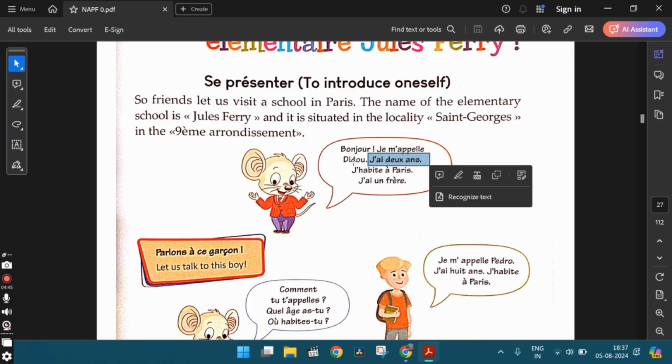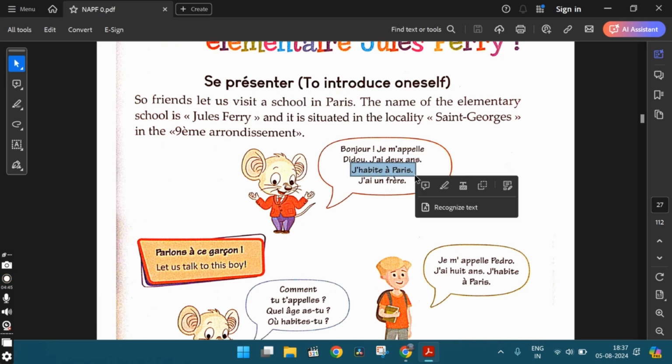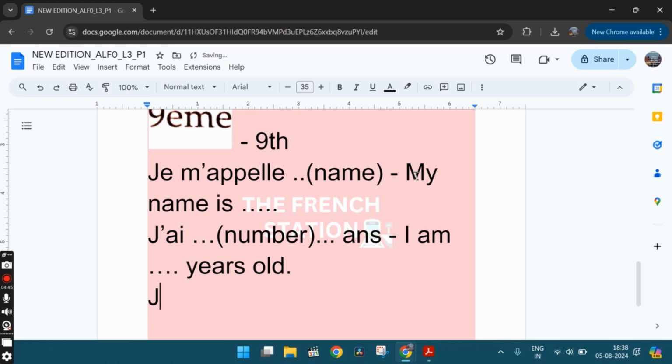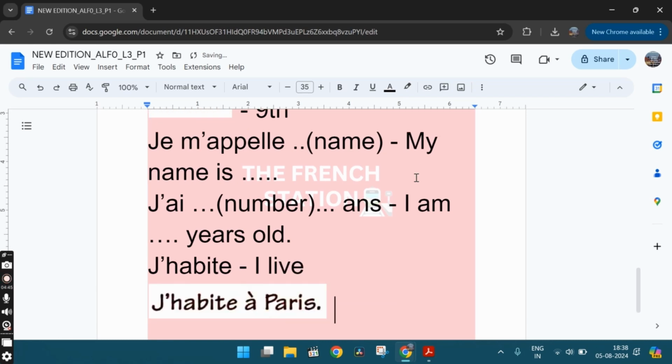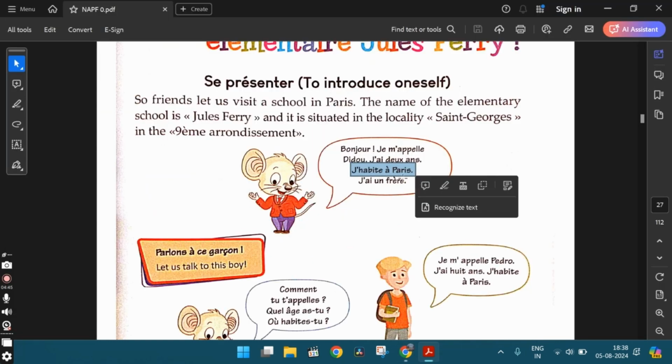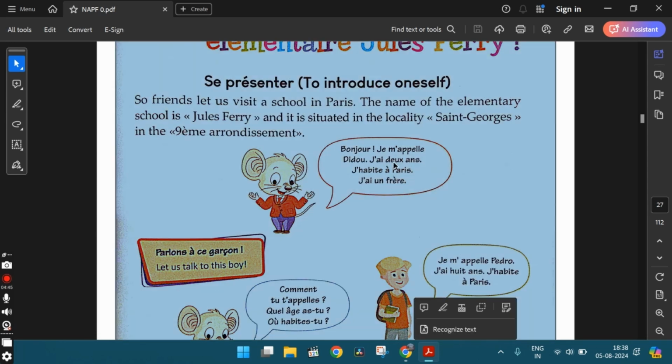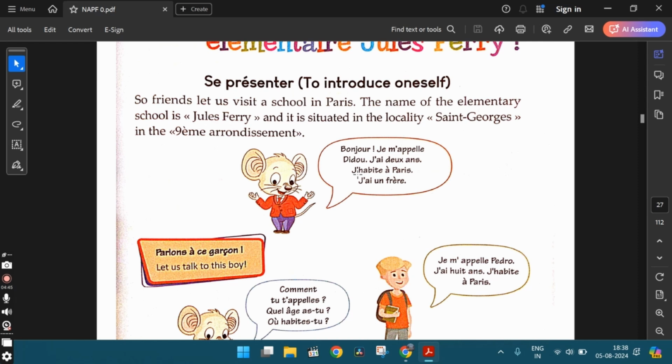Then Didou also says J'habite à Paris. J'habite is nothing but I live. So Didou says I live in Paris. So these are the new words. J'habite is nothing but I live. And when you say J'habite à Paris, it means I live in Paris. Then let's read ahead. Didou also says J'ai un frère. I have a brother. You know that UN is nothing but one. So when you say J'ai un frère, it means I have a brother.